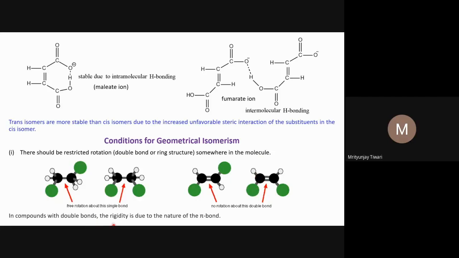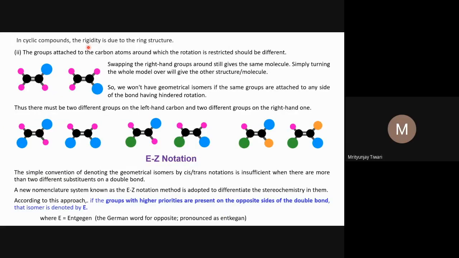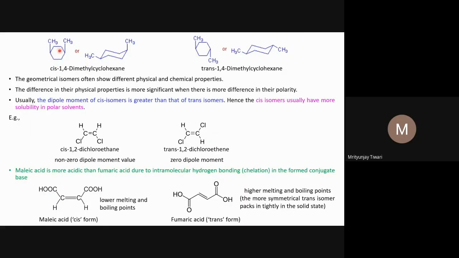So in compounds with double bonds, the rigidity is due to the nature of the pi bond, the p orbitals and their orientations in which they overlap. And in cyclic compounds, the rigidity is due to the cyclic structure. For example, in this compound, these two carbon atoms are connected with each other through two different bonds. To rotate freely you would have to break one bond and then another. So rotating this part with respect to this part will not be easy because there are two bonds here.